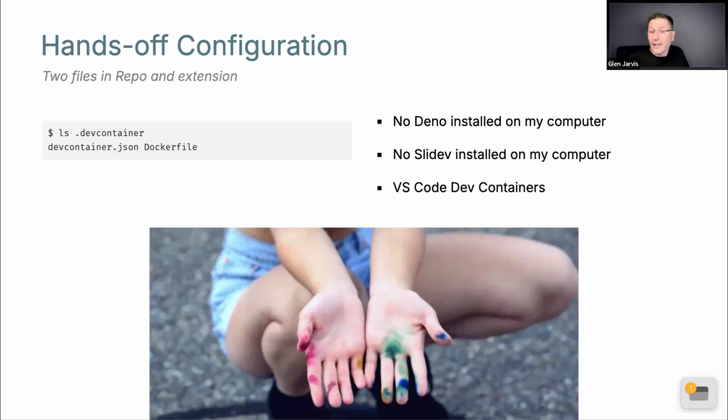So yeah, like I said, I don't have Deno installed on my computer. I don't have Slidev installed on my computer, but because I have two files in my repository and I have a VS Code extension, VS Code is able to configure a very portable dev container that contains both Deno and Slidev. So if you cloned my repo, ensured you had the VS Code dev containers extension installed, you would actually get both Deno and Slidev as well, even if you didn't install either one of them on your computer.